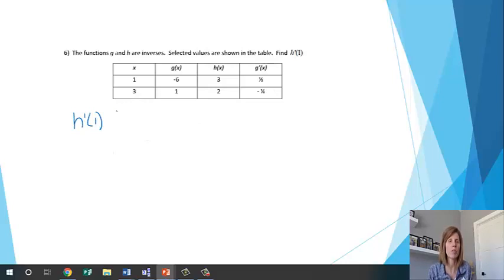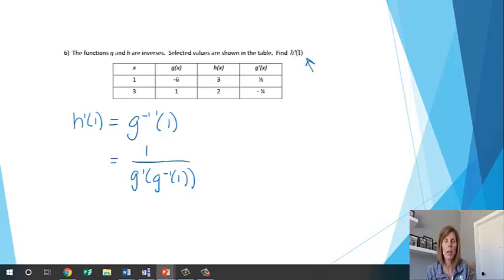H prime of 1, since h and g are inverses, is going to equal the derivative of the inverse of g at 1. Okay, and then I'm just going to use the formula that we've been using all along. It's going to be 1 over g prime of g inverse of 1. Okay, now I'm going to come up here and do a little light work. I know that since 1 is an x value on the inverse, in the original function 1 is going to be the y value. Notice my formula is all in g's right now. I'm not even going to look at h because that will just confuse me. So if I look on the original function, which is g, where do we have a y value of 1? It's going to be at x equals 3.